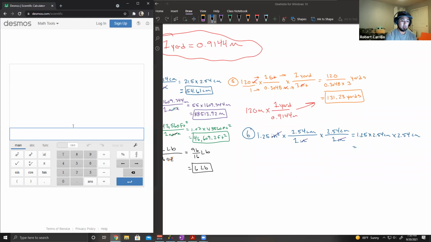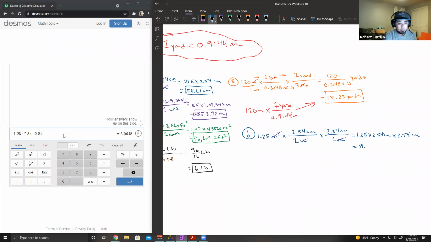Typing that in, 1.25 times 2.54 times 2.54, and we get that 1.25 square inches is equal to 8.0645. We'll say 8.07 square centimeters. Okay.